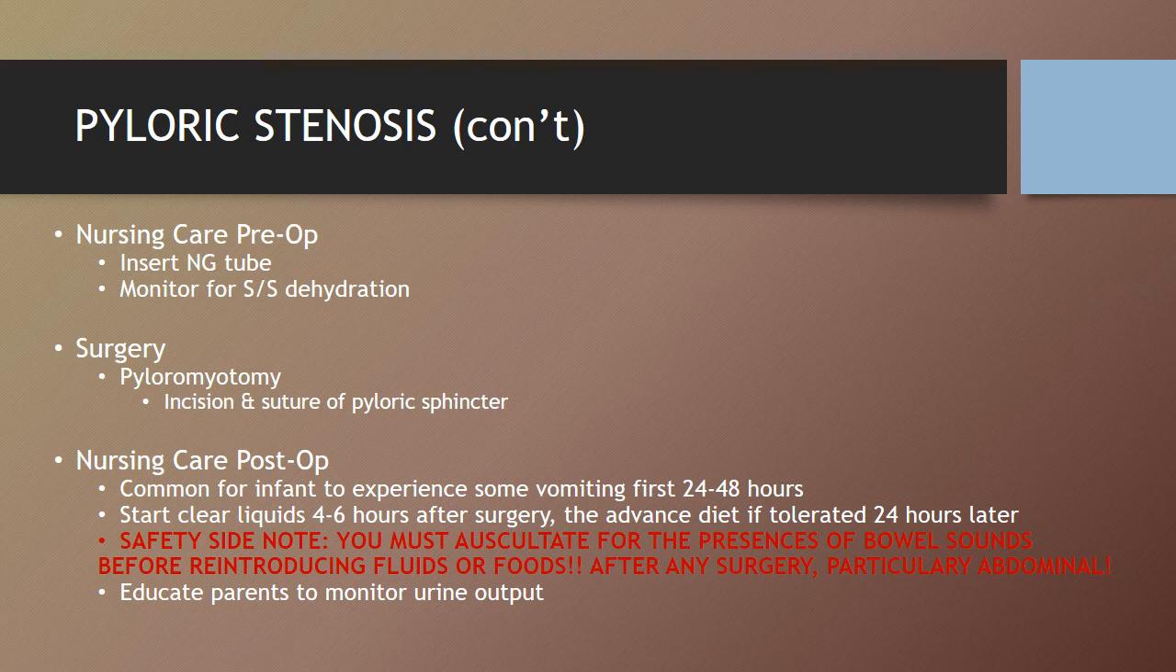All right, so auscultate the presence of bowel sounds before reintroducing fluids or foods. Ding, ding, ding. Educate parents to monitor urine output: 6 to 10 wet diapers a day. Remember, because we don't want them to get dehydrated, specifically because they've been vomiting post-op. They still may have some issues, so we want to make sure that they're staying hydrated.